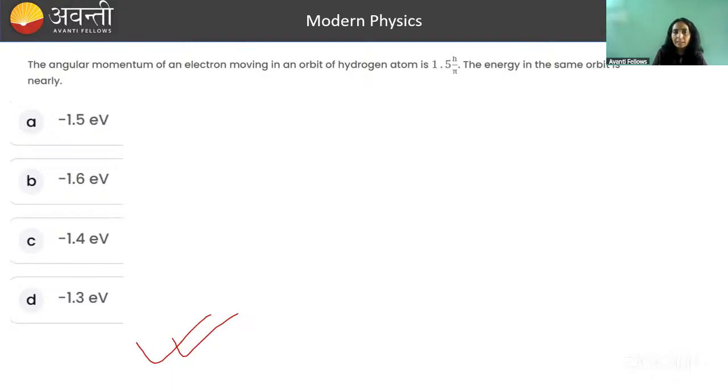Angular momentum of an electron moving in an orbit of a hydrogen atom is 1.5 h by pi. I am writing it so that if it's not visible, then the energy in the same orbit is how much? That is the question.